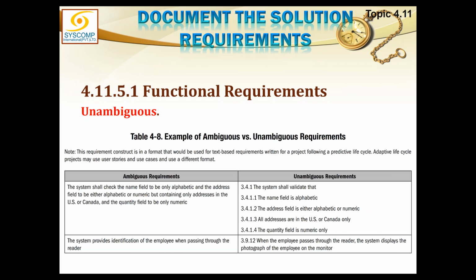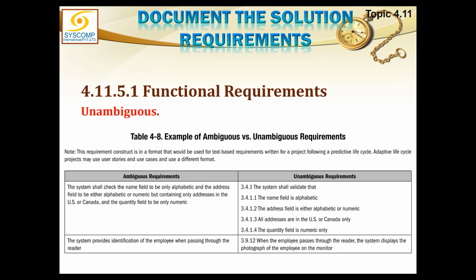There is an example here. This requirement construct is a format that would be used for text-based requirements written by a project following a predictive life cycle. So let us see what the unambiguous requirement is. An ambiguous requirement could be: the system shall check the name field to be any alphabetic and the address field to be either alphabetic or numeric, but containing only addresses in the US or Canada, and the quantity field to be only numeric. So this statement has talked about so many things, and none of those things is clearly defined.